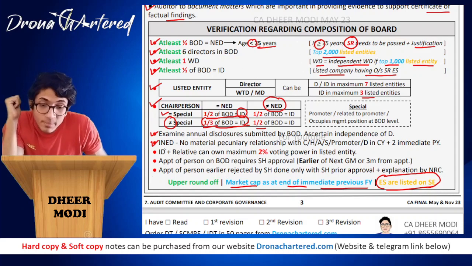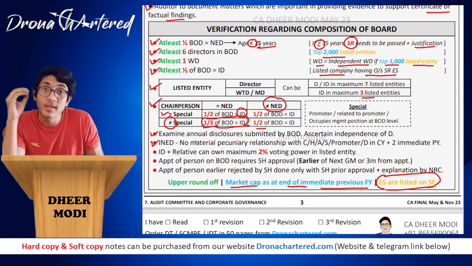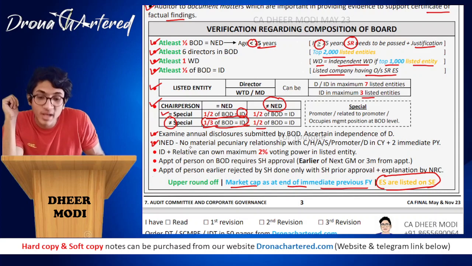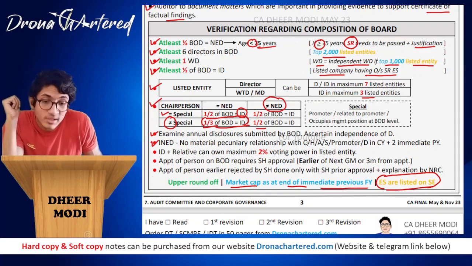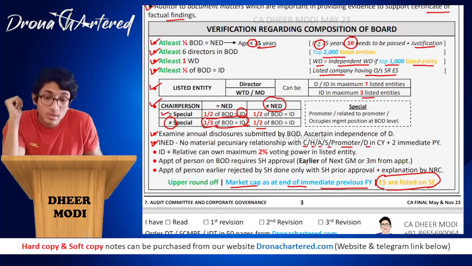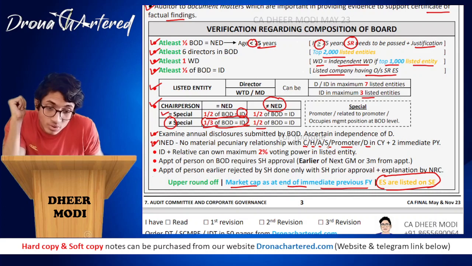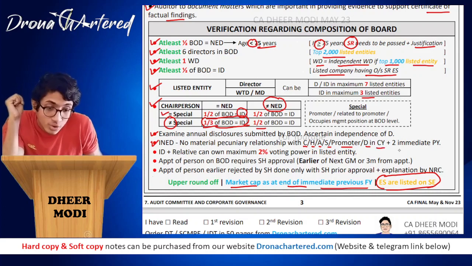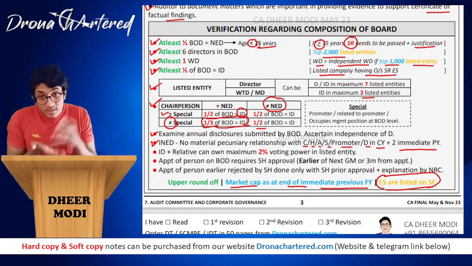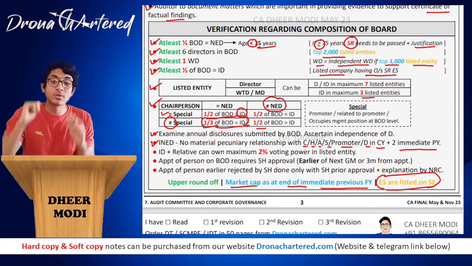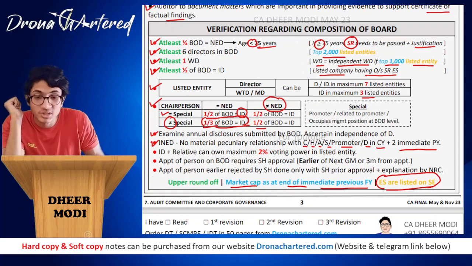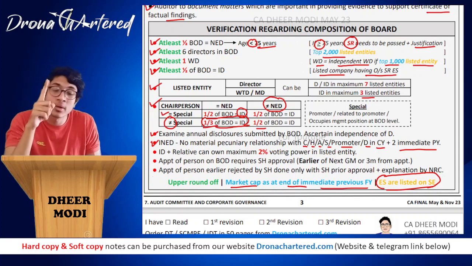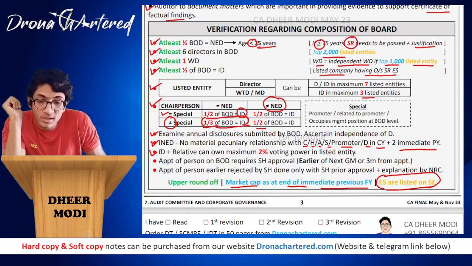Next is independent non-executive director. That is, the independent non-executive director shall have no material pecuniary relationship with your company, holding, associate, subsidiary, promoter, or director. Okay, so that is your company, holding, associate, subsidiary, promoter, or director in current year plus 2 immediately previous year. So even in the current year and last 2 previous also, they should not have any pecuniary relationship. Who? That is your independent non-executive director shall not have any pecuniary relationship.